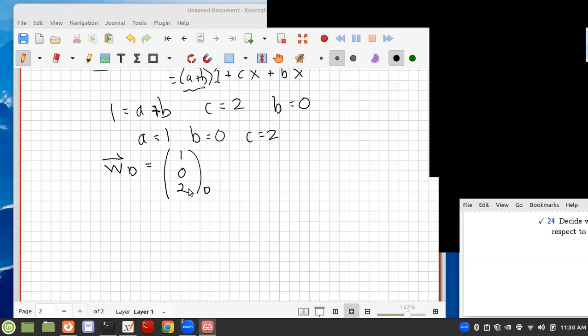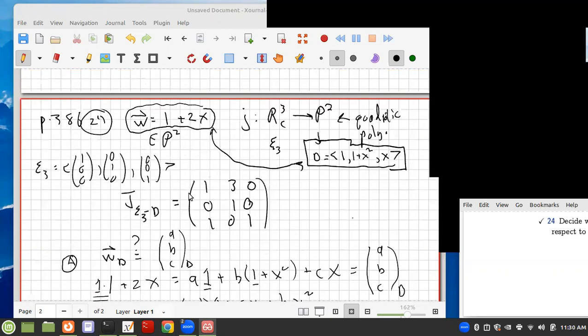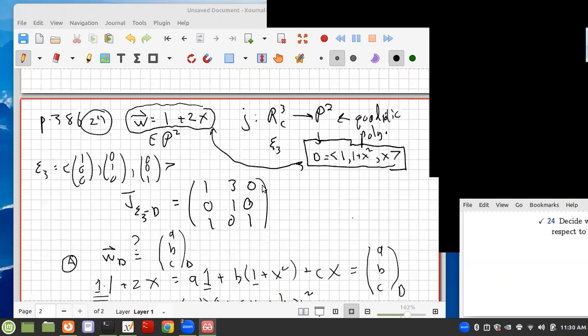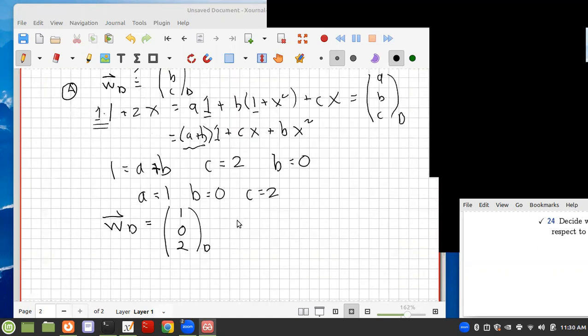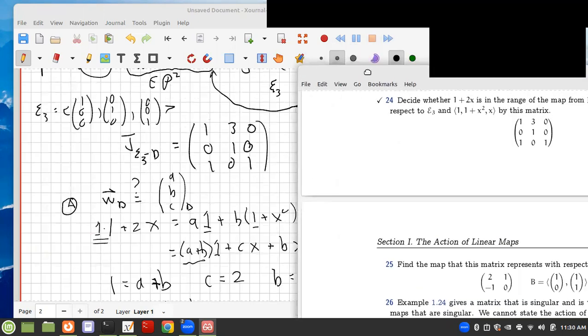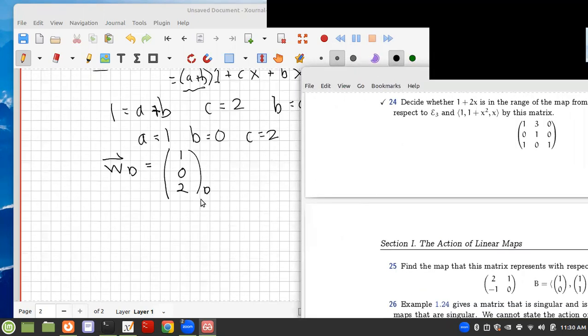make sense, you guys? Now, the problem we're asked is: is this vector in the image of the map given in this space? So what we do is we copy the matrix J down here. This is part B, the actual problem. We have J taking you from the standard basis to D equals 1, 3, 0. I'm just copying the matrix down on the page.